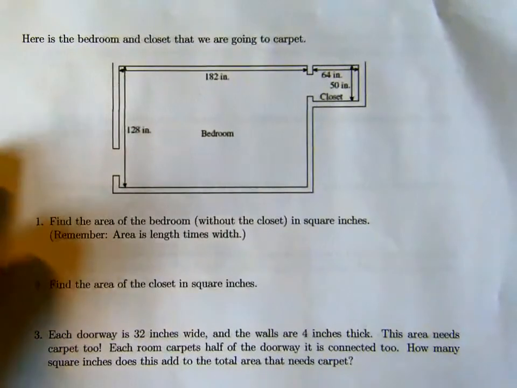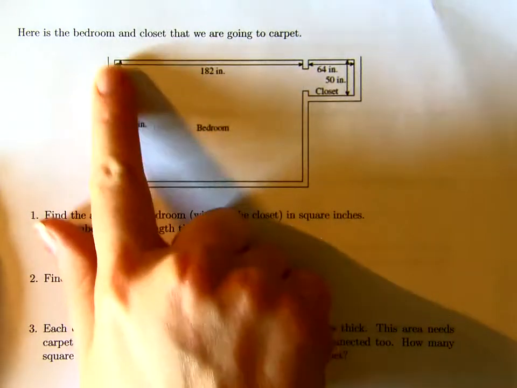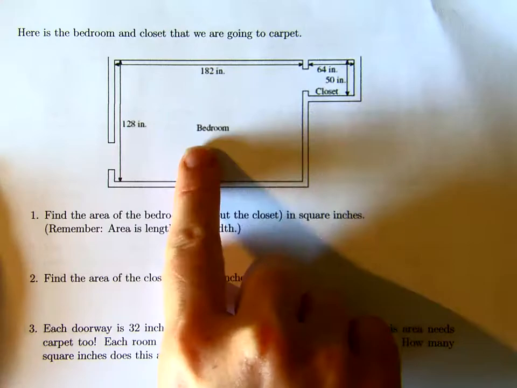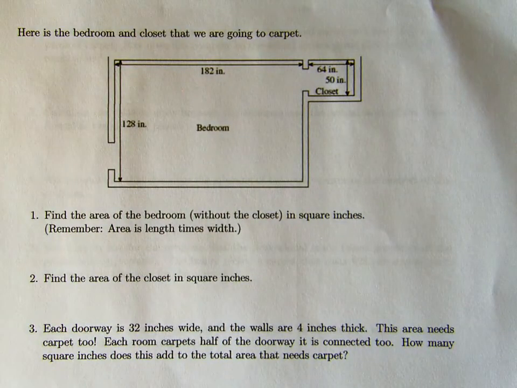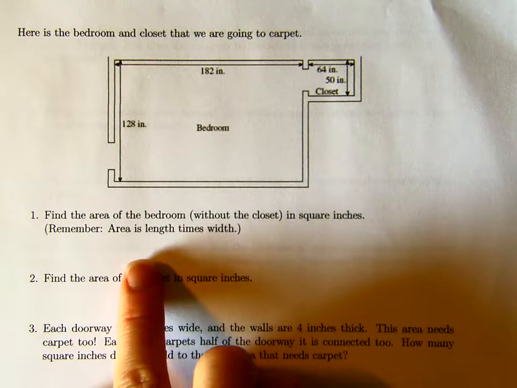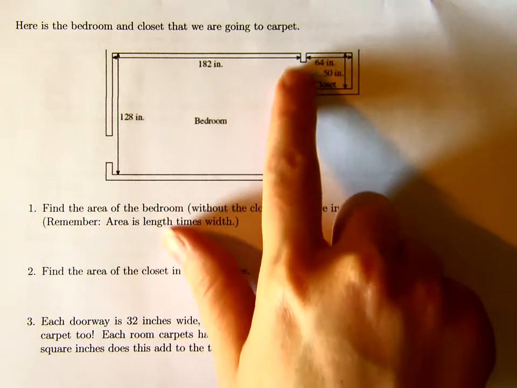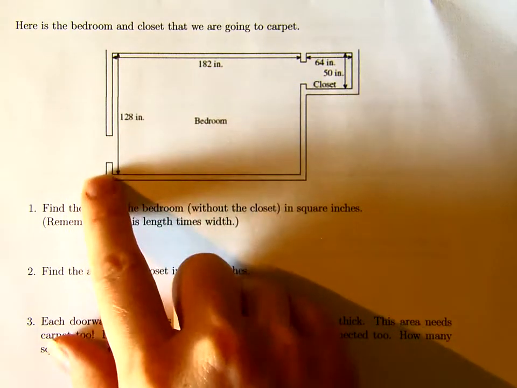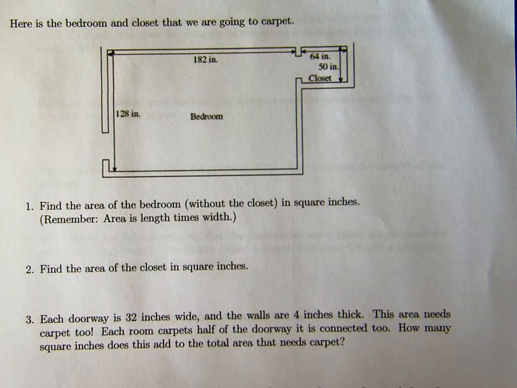Okay, here is the bedroom and closet we're going to carpet. This is on page 233 of the Mercer and Sebecki book. I'm noticing they give dimensions in inches. There's a doorway right here, and a doorway right here. Find the area of the bedroom without the closet in square inches.